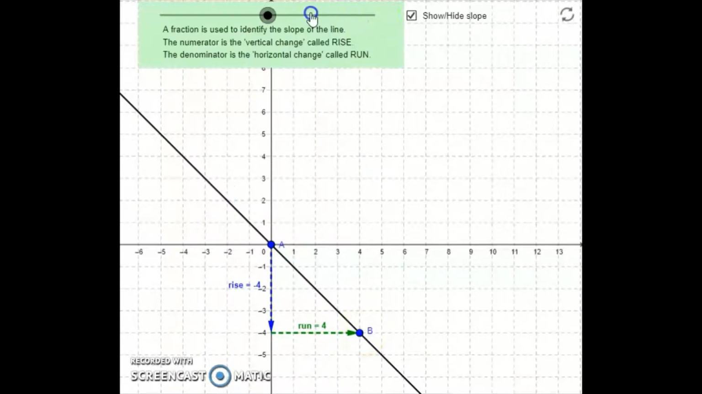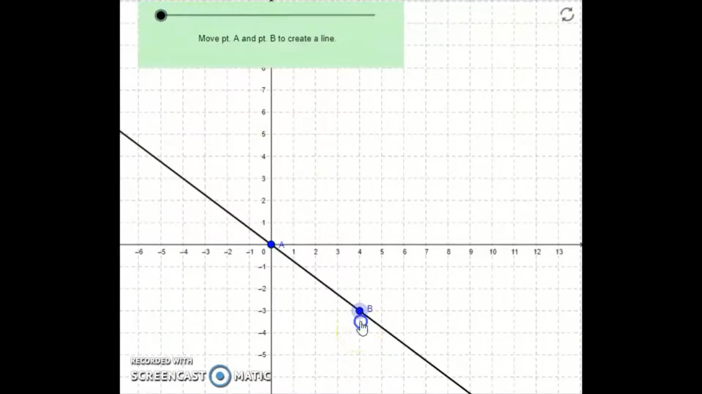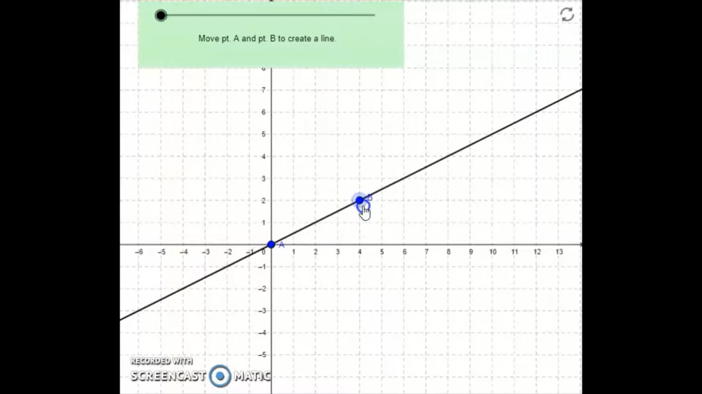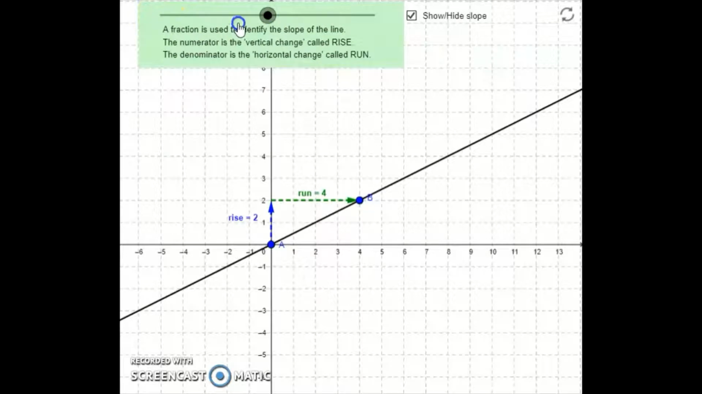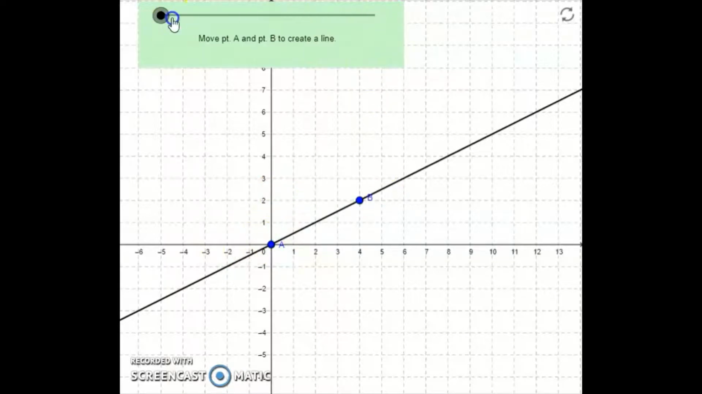So let me put in a few and see if you can tell me what the slope is. What's the slope here? Pause the video and then we'll check. 3, 2, 1, and the slope is 2 over 4, or 1/2. I can go up 1 and along 2. So here I have a rise of 1 and a run of 2. Here I have a rise of 2 and a run of 4.